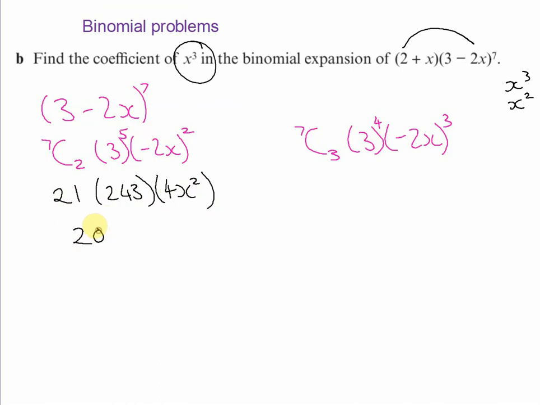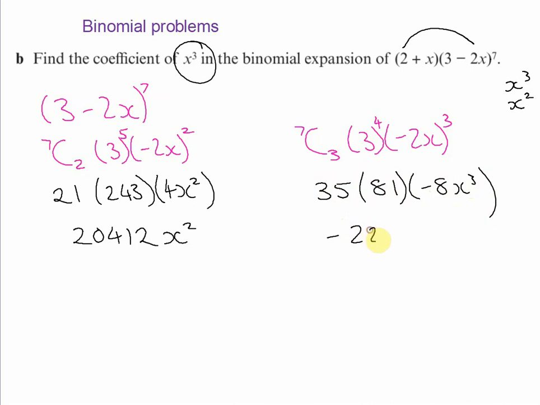And we get a massive number, 20,412 x squared. So what is 7 choose 3? 35. So this time we have 35 times 81 times minus 8x cubed. And let's type all that in. And we have minus 22680 x cubed. Right, so what we basically have is this question now.